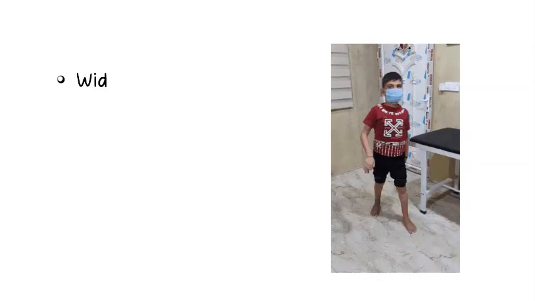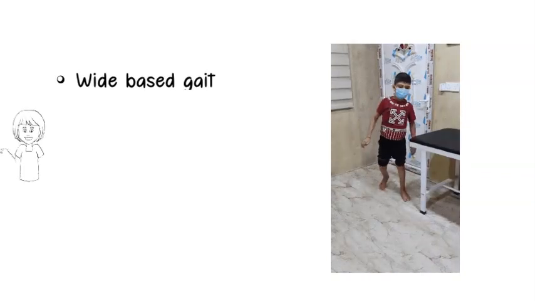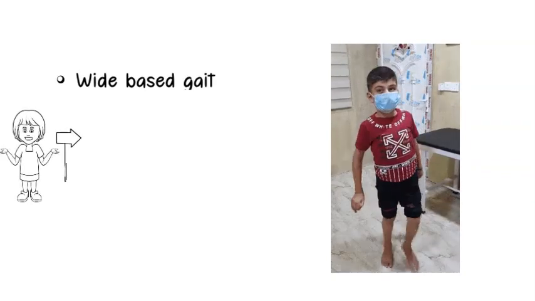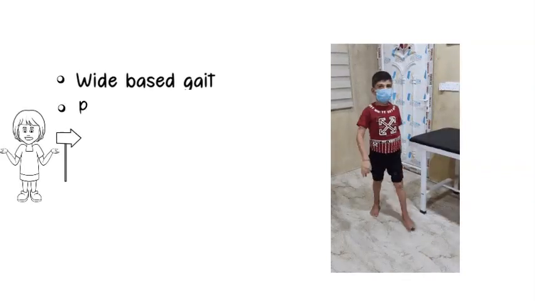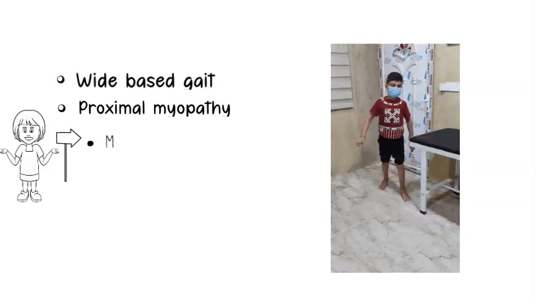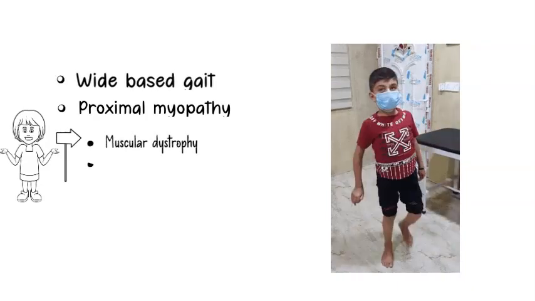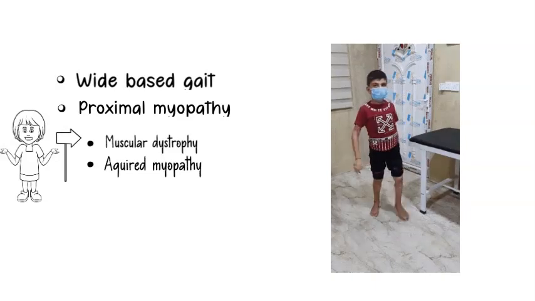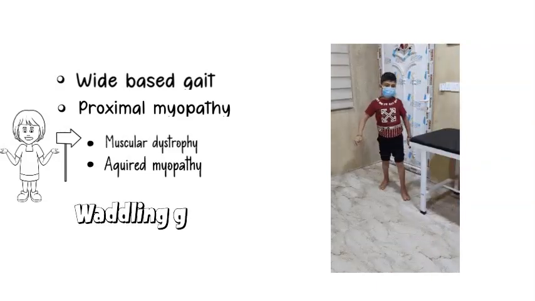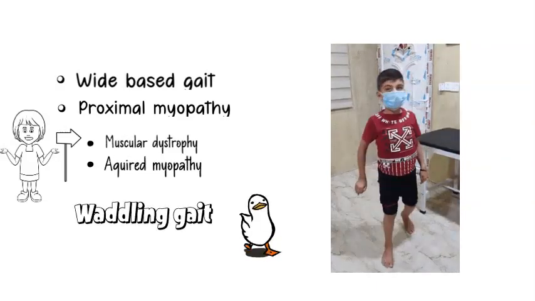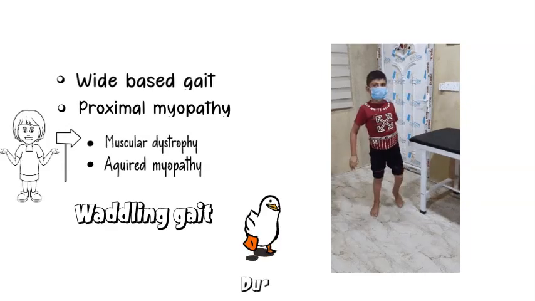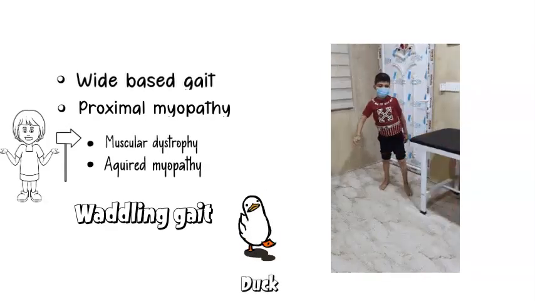Look at this boy while he is walking. He has a wide base gait. What can cause this type of gait? This type of gait can be caused primarily by proximal myopathy, like muscular dystrophy or acquired myopathy. It's called waddling gait and sometimes referred to as duck gait.